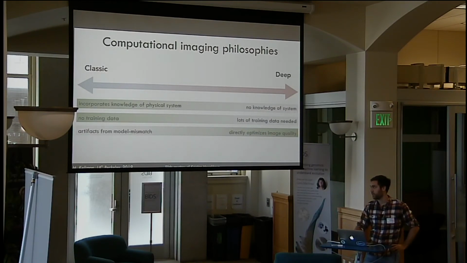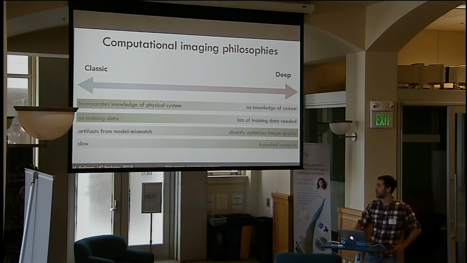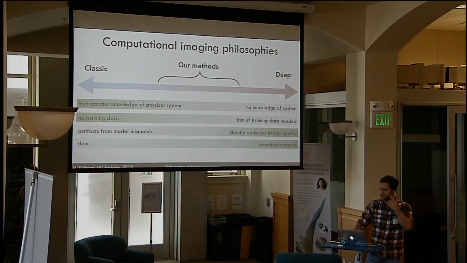While on classic, if we make any errors in our assumptions about the model, this mismatch will lead to artifacts in the reconstruction, whereas deep directly tries to learn away these artifacts. And finally, the classic methods rely on the convergence of iterative optimization, which traditionally ends up being slow, whereas with the deep methods, you can learn for a bounded compute time how well you want to reconstruct your information. And so our method lies in between.